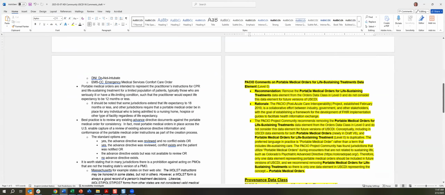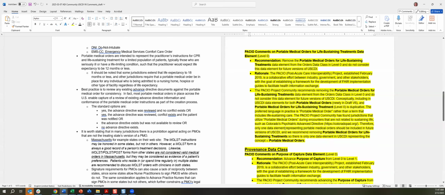There is still a data element back at level 0 called portable medical orders for life-sustaining treatments. I think as things have moved on, we really feel that portable medical orders to encompass everything is probably a better idea. So I want to recommend that they remove the portable medical orders for life-sustaining treatment that's still back at square one, and we can explain why.